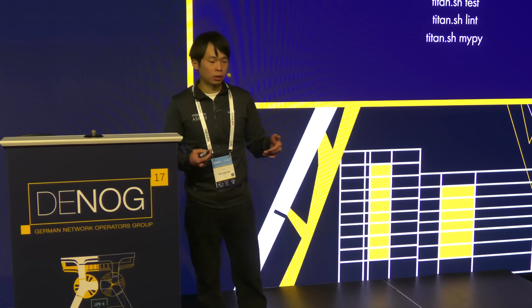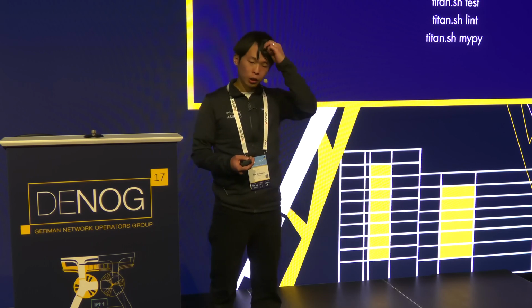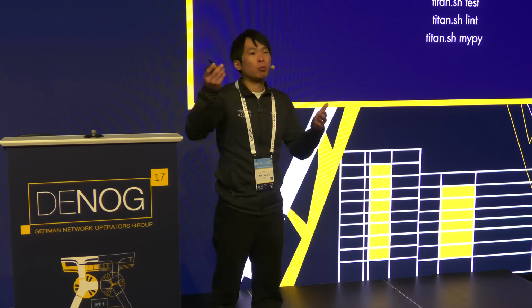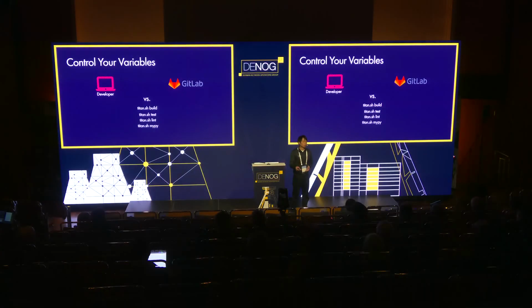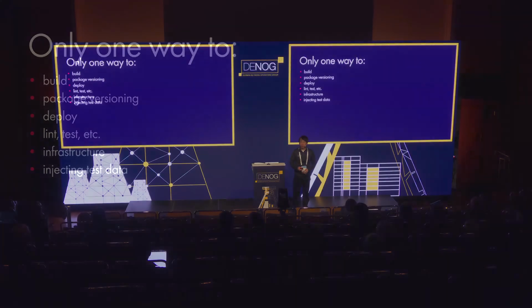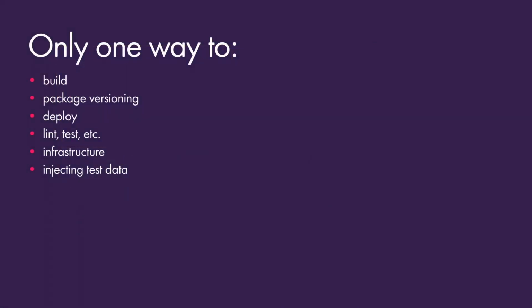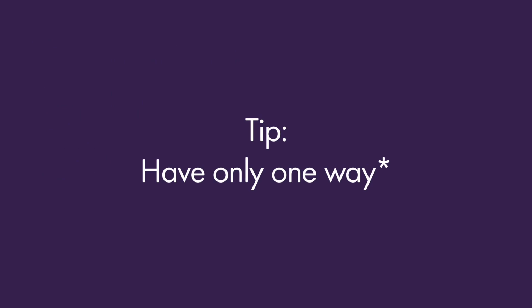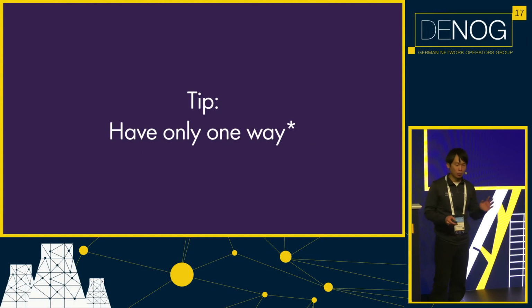It's also easier for documentation. And also, if something breaks on the pipeline, you know exactly what you need to run locally, because you can run the same stuff to try to reproduce it. So it makes it much easier to debug. The point I'm getting at is you need basically one way to build your stuff, to do package versioning, to deploy, to lint, to test, all that kind of stuff. So have only one way. There's an asterisk there, but basically not everything would be one way, but that's just details.